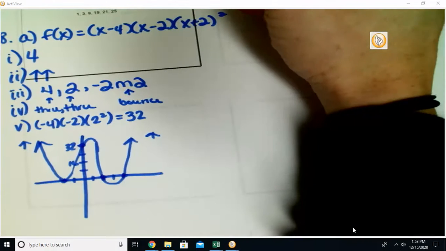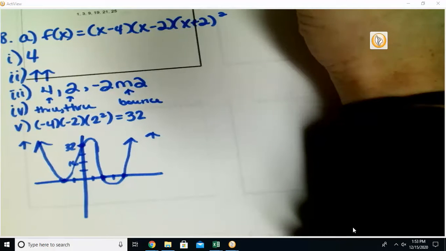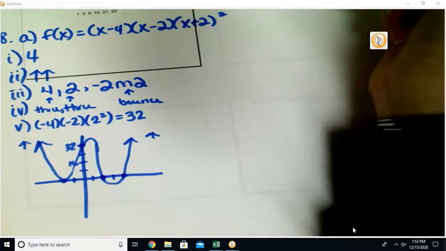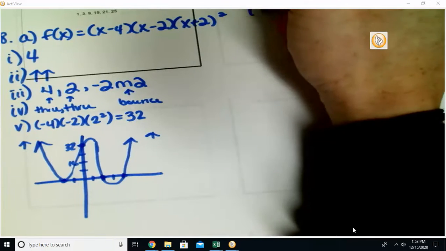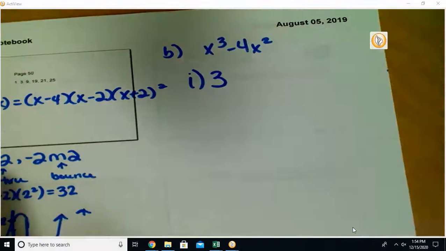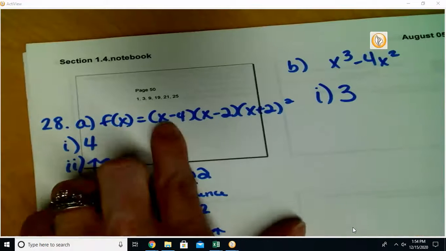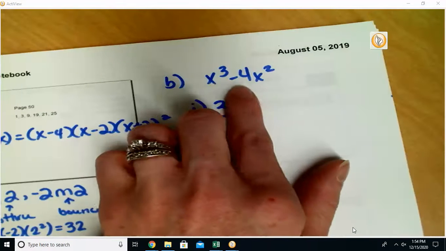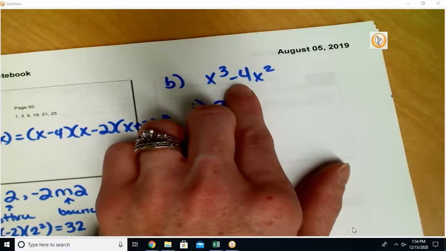So B, this one is x cubed minus 4x squared. So degree, what's the highest power of x? 3. You notice the difference? On 28, I had to think about if I multiplied this out, what would my highest power of x be? And we said 4. But here, since it is just terms added together, you just take the highest exponent.